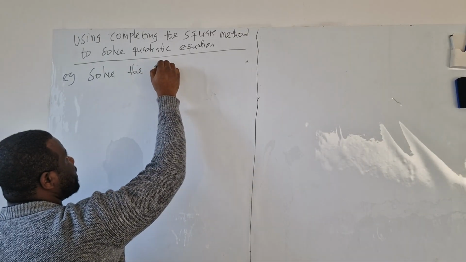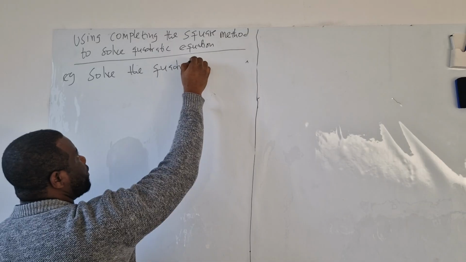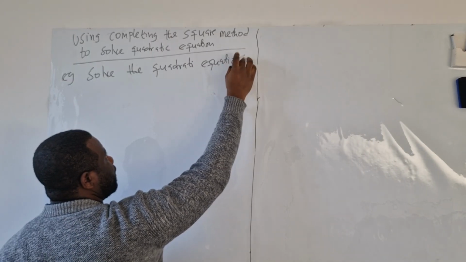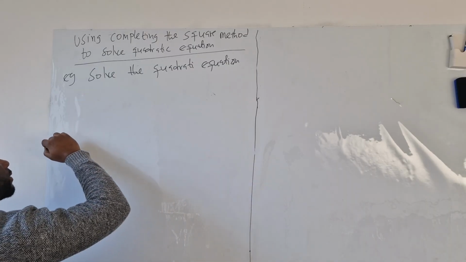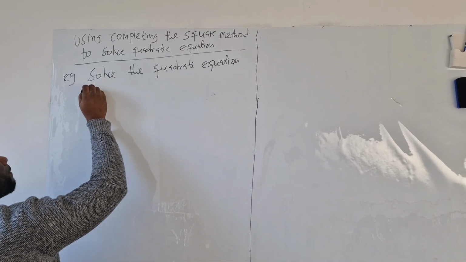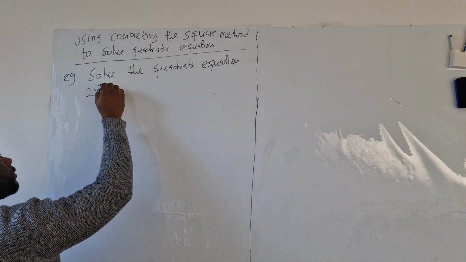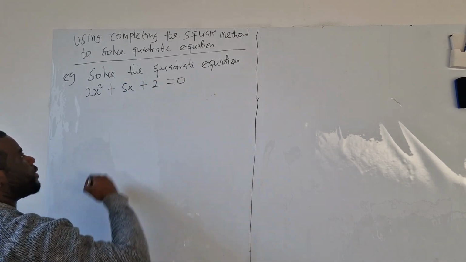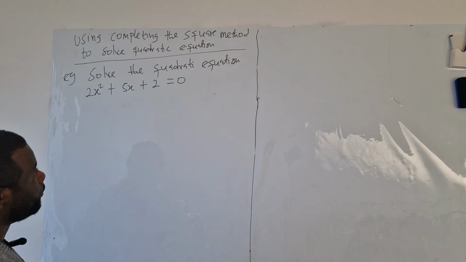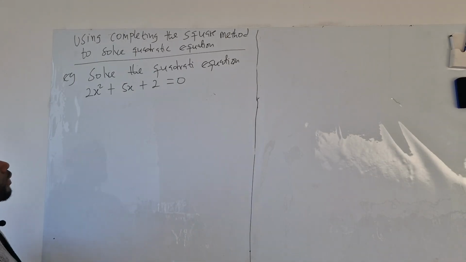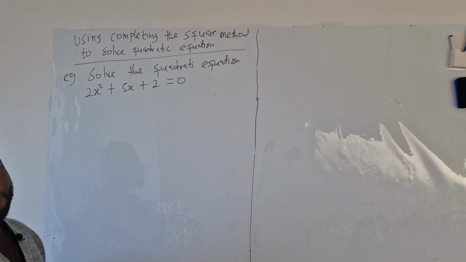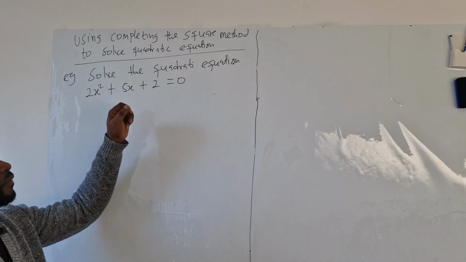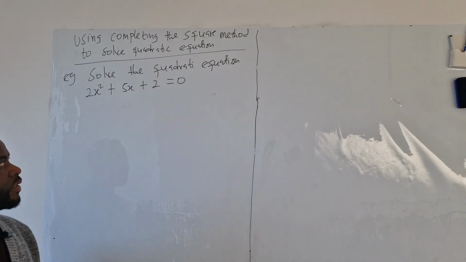Solve the quadratic equation 2x squared plus 5x plus 2 equals 0. Good. Now, how do you use the completing the square method to solve this quadratic equation?